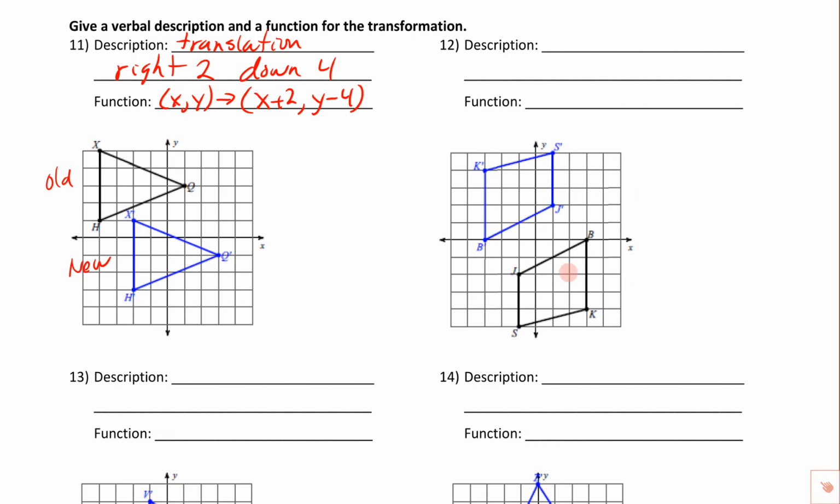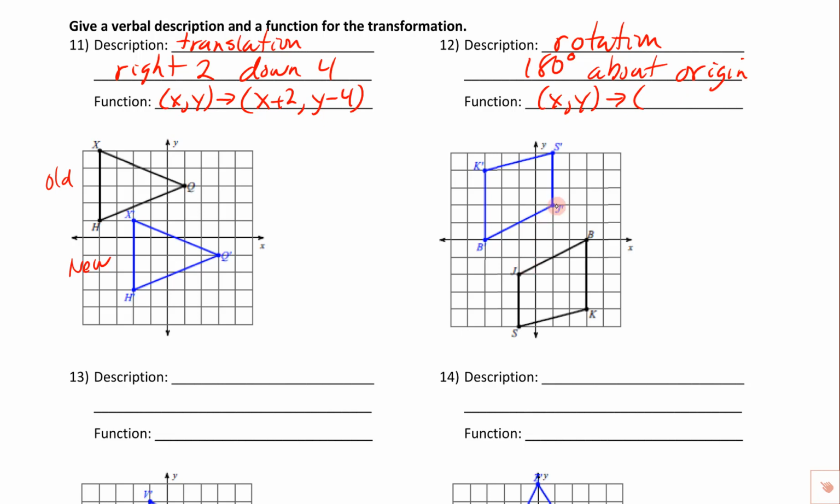So however you need to draw that or think about it so you get it, this is rotation, and we'll write 180 degrees about the origin. Okay, and then the function for that, once you recognize it, if you remember what it is, that's awesome. I'd love it if you had some of these memorized. If you don't remember, gosh, let's see.